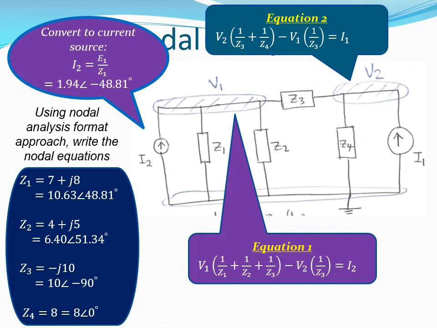For node 2, the admittances attached to the node are 1 over Z3 and 1 over Z4. Therefore, the first term is V2 by 1 over Z3 plus 1 over Z4. The mutual node is node 1, and the mutual admittance is 1 over Z3. Therefore, the mutual term is minus V1 by 1 over Z3. The current source attached to the node is I1. Therefore, the right-hand side is equal to I1.